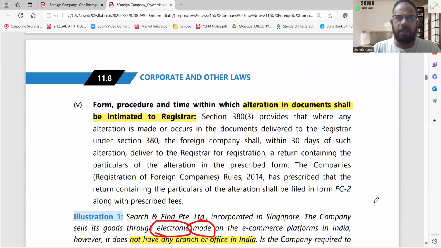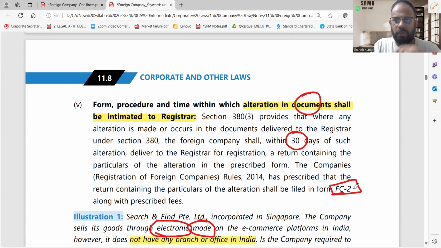Point number 5. Forms, procedures, alteration of documents, if you do, that also you will have to intimate. If you would have studied the alteration of MOA, AOA, similar thing here you will do within 30 days again to the registrar in form FC2.